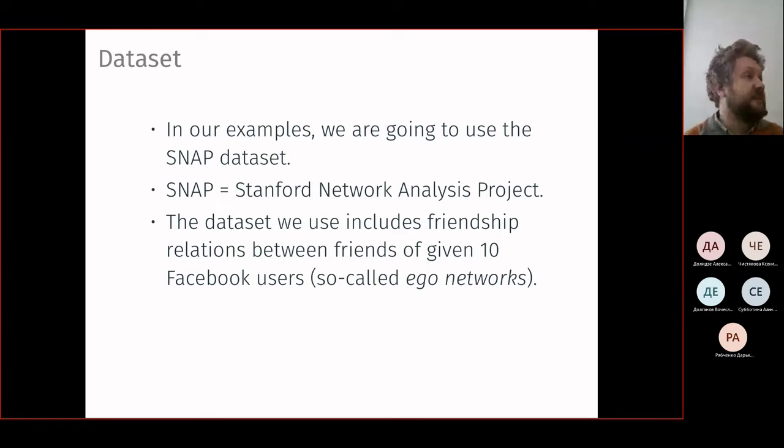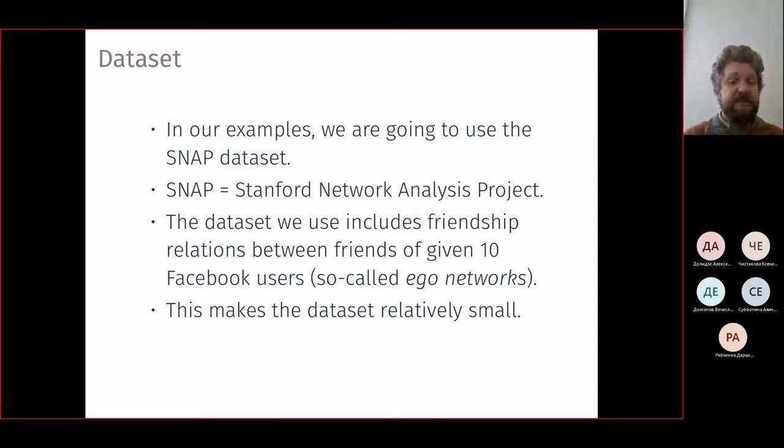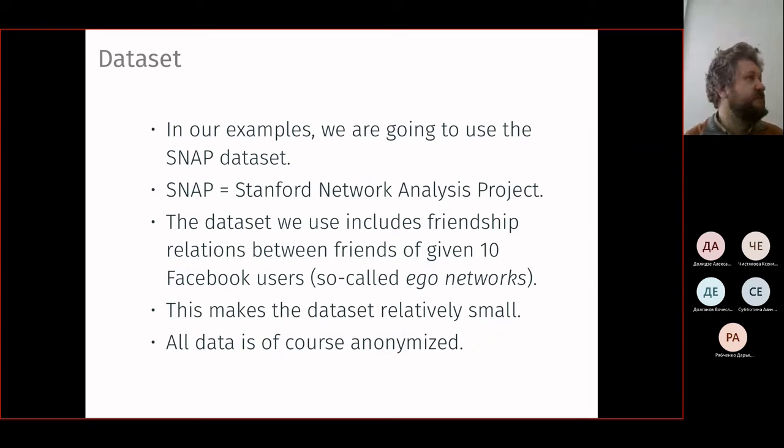These ego networks intersect, so they took not just some random people, but they took people some of whom are friends with each other, for example. So there could be interrelations. This makes, as I said, the data set relatively small and tractable for analysis. Of course, it's all anonymized, so all the vertices are given just by numbers.